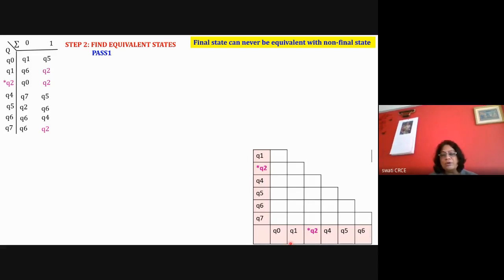Why are we doing this? Because we want to find out whether Q0 is equivalent with Q1. That's why the upper triangle of the square is not considered. We consider only the lower triangle, because in these boxes we are going to say whether the states are equivalent or not. So I want to check here Q0 to Q1. If I take Q7 here, it will check whether Q7 is equivalent with Q7, and Q7 is equivalent to itself, so we don't have to consider that.